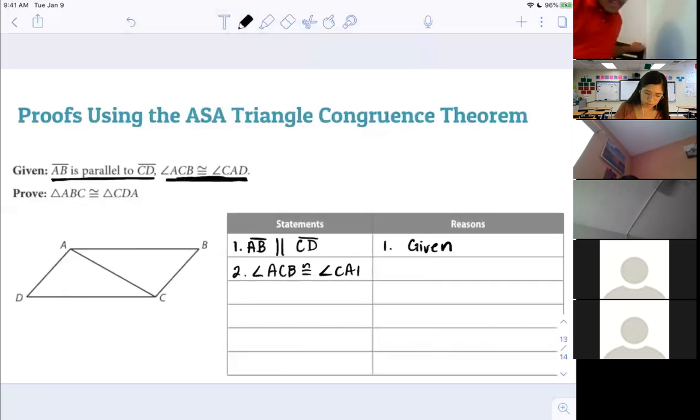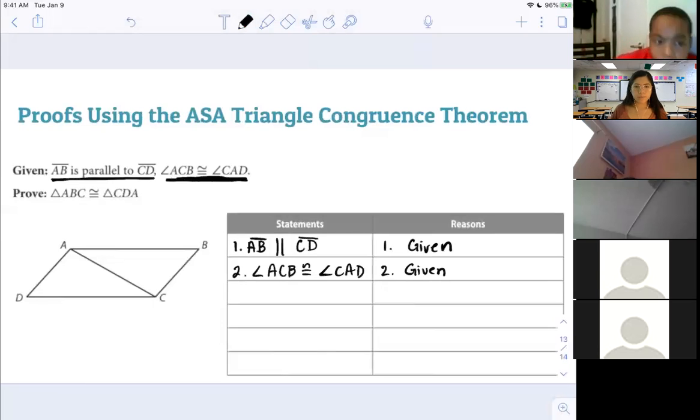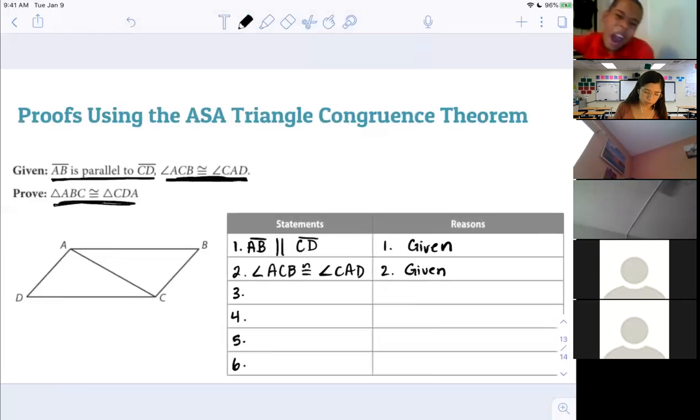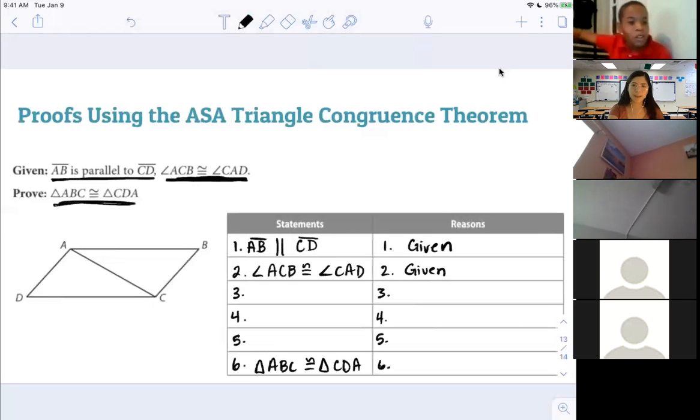Given. Given. Good. Also given. Yay. Now, doing them, we know that. Can anyone remind me what's always going to go last? Proven. Yeah, proven: whatever you're trying to prove. So I'm trying to prove that triangle ABC is congruent to triangle CDA. Pause, because we don't know all that yet. We only know things based on what we're given. So now let's go back and check the givens.